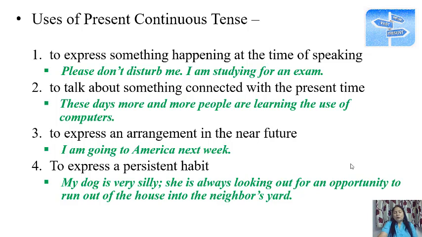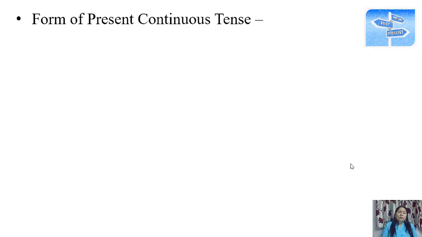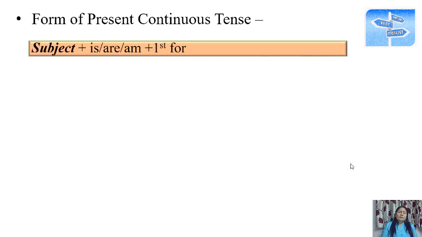So this is how we know the uses of present continuous. Present continuous is not used only for the things which are happening right now. It is also used for some future arrangement, or talking of actions happening these days, or some persistent or regular habit. Okay. Now let's look at the form of present continuous tense. Form means how it is written. So how do we write? We write subject plus is or are or am, plus first form of the verb plus ing, plus object. So we use the ing form of the verb with is, are, am. Very simple. Only this much you have to remember.